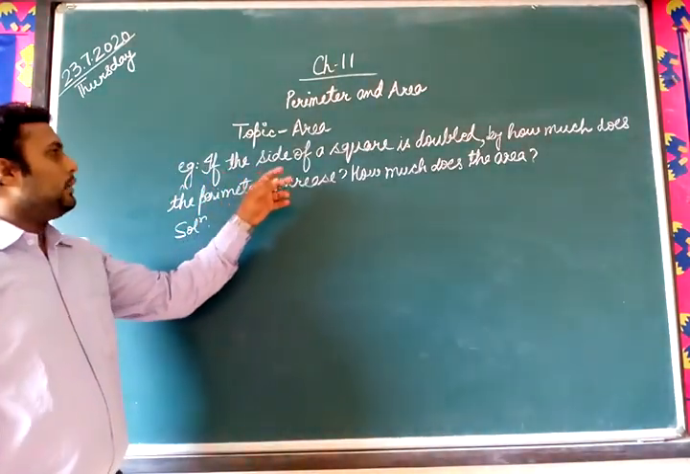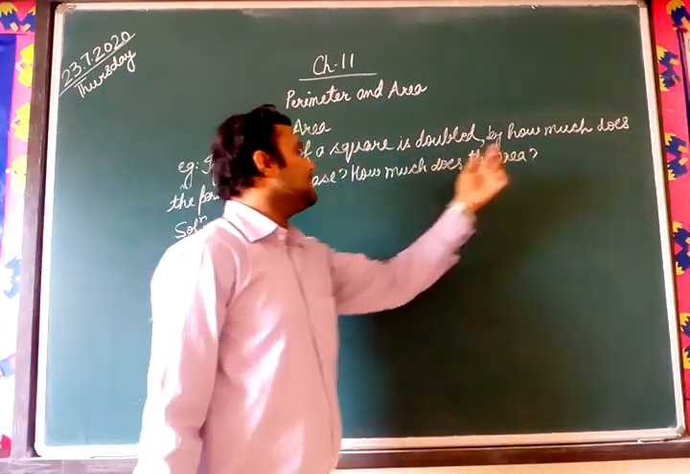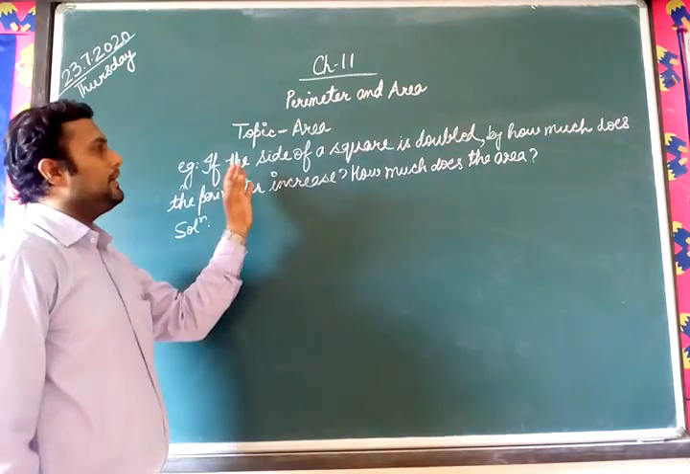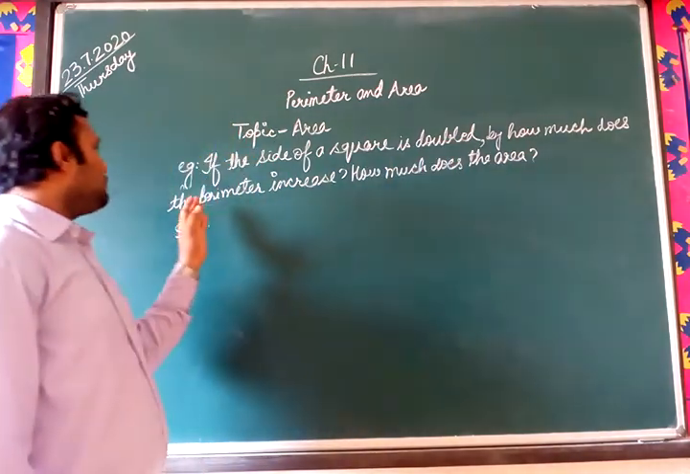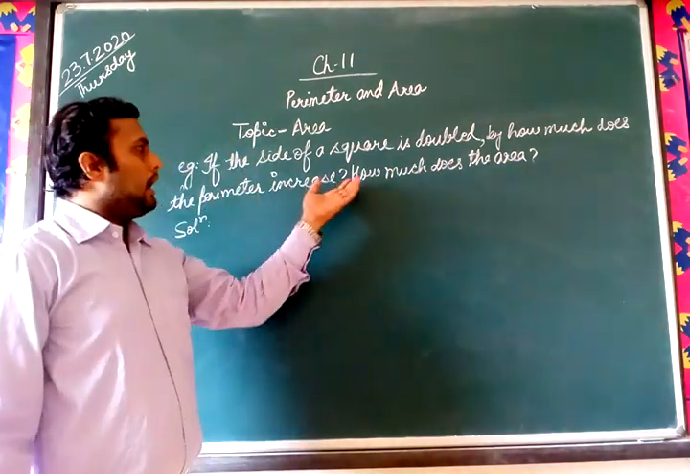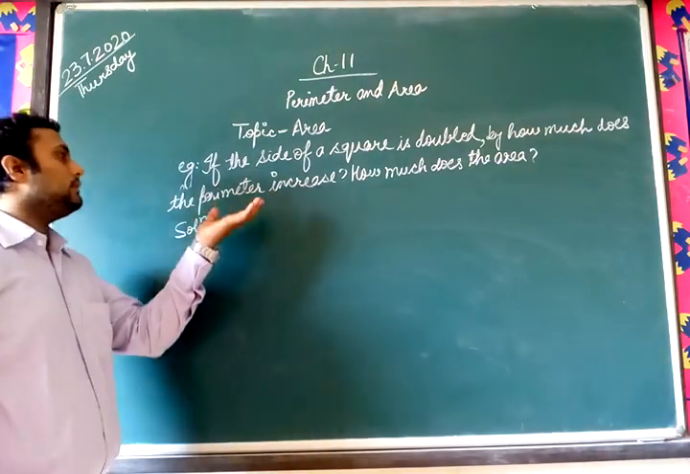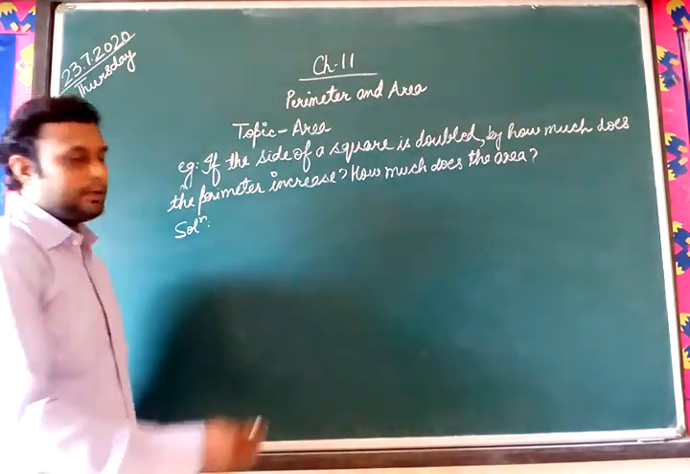If the side of a square is doubled, how much does the perimeter increase? Suppose we double the side of a square. So how much does the perimeter increase, and how much does the area increase? We have to find out the increase in the perimeter and the increase in the area.